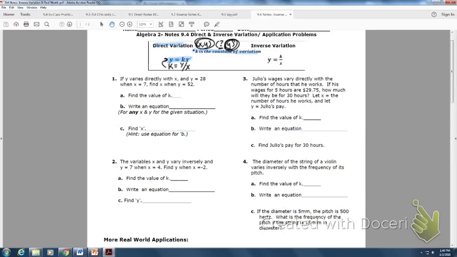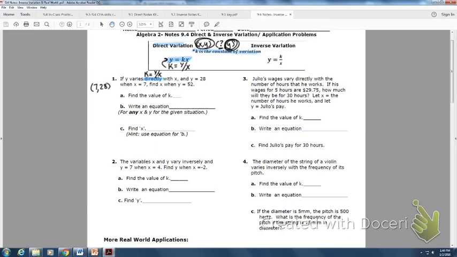So let's go to number 1. It says y varies directly. What I really want you to start doing is highlighting whether it says directly or inversely, which we'll get to here in a minute. And above that word, I would put how I need to find k in those situations. So it says if y varies directly with x, and y equals 28 when x is 7, find x when y is 52. So exactly what I was saying, you're going to be given a point.